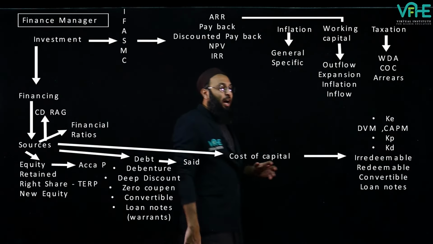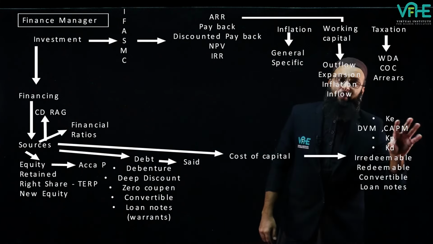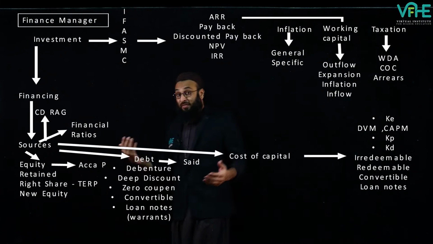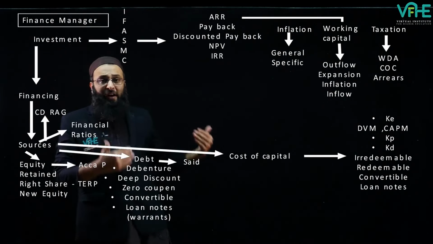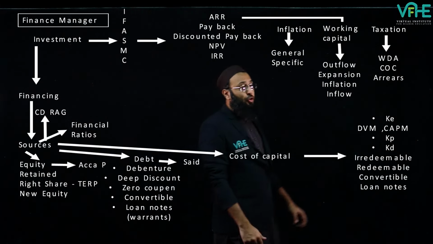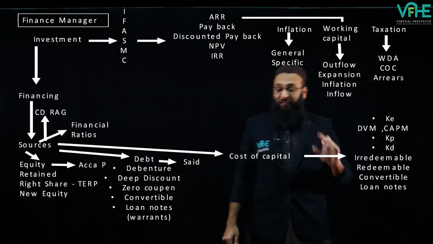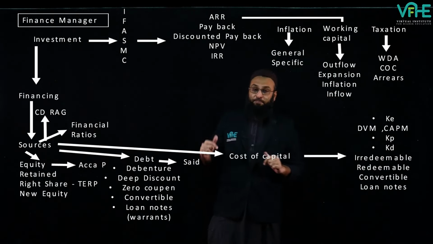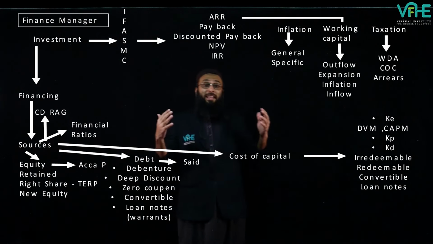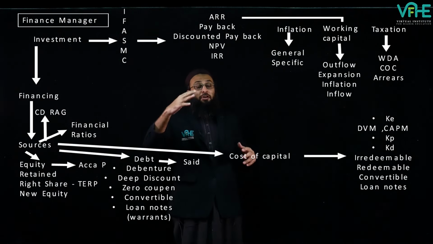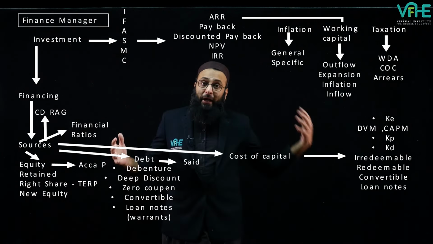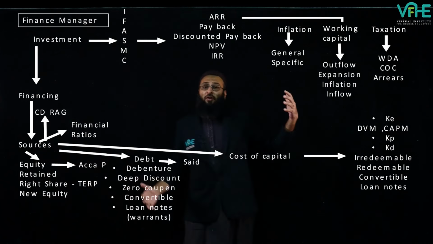So it's very simple. After calculation of KE, then we have calculation of KP. So we work out the cost of preference shares. The formula is very simple: dividend divided by share price. Then the next is cost of debt. You work out the cost of debt. In cost of debt, my friends, you need to remember that it is very important to find out whether you are working out the cost of debt for tradable or non-tradable debt. If it is non-tradable, that is a bank loan. So you need to work out the cost of debt for a bank loan.